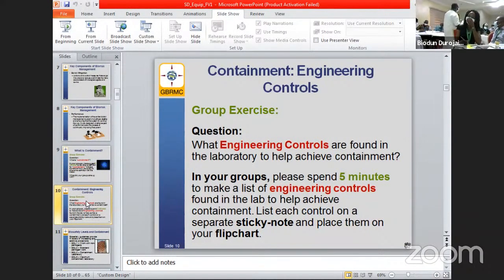Because even if there is no lock there, there can also be personnel of the lab that will be managing the doors and permitting or otherwise those who want to enter through that door. Okay, so somebody mentioned airlock. That's correct. Yes, sir.